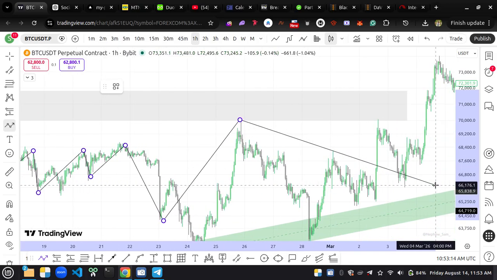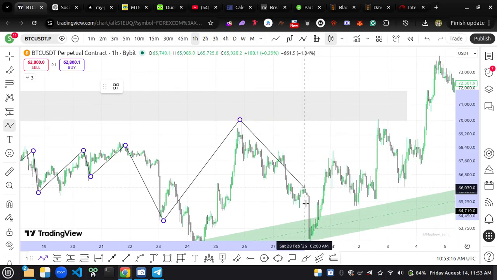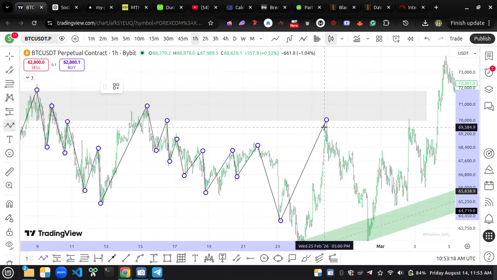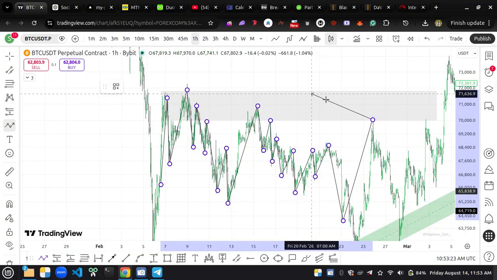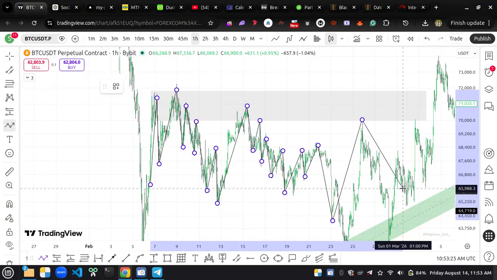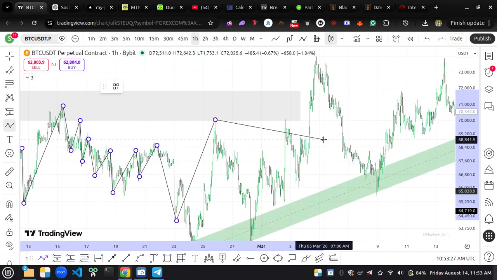So what kind of area would this be? Look at it again, gave us another low. So what kind of area would this be? This would obviously be resistance. Why? Because from that point it keeps pushing to the downside, right? Now at this point, what did it do?